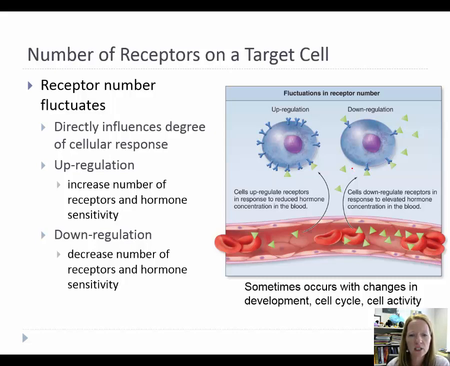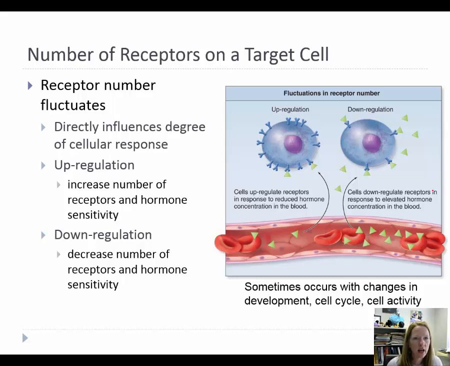It's decreasing the number of receptors in the plasma membrane or on the inside, and that's going to help decrease hormone sensitivity. You do this to prevent overstimulation or understimulation of that cell. Sometimes this can occur not only because of concentration, but also through development, cell cycle, or cell activity. Like if a cell becomes more mature, it can also change how it responds to a hormone and how many receptors it has as well.